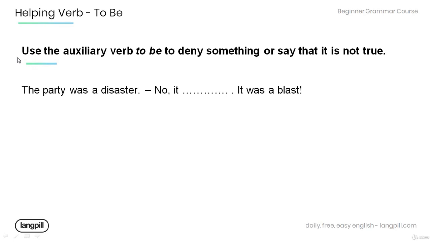Also remember that we use the auxiliary verb to be to deny something or say that something is not true. Read the following sentence and fill in the blank using the appropriate form of the helping verb to be. The party was a disaster. No, it was a blast. No, it wasn't. It was a blast.